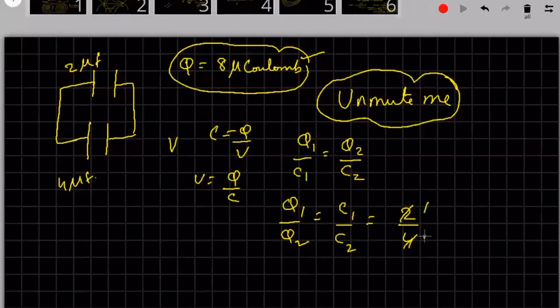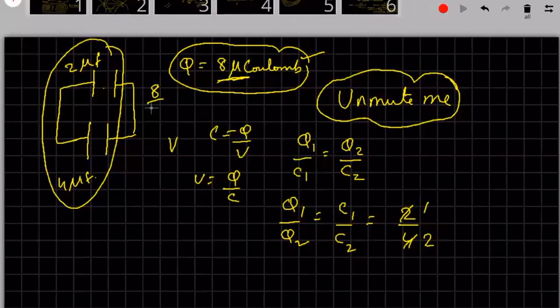How much charge? 8. So how much charge will go here? 8 by 3 will go here. How much charge will come here? 8 into 2 by 3. So here it will be 8 by 3 µC, here it will be 8 into 2 by 3 µC. So this will be the charge here, and this will be the charge here. After this, you can calculate Q squared by C, apply it, and then you can calculate what the energy is.